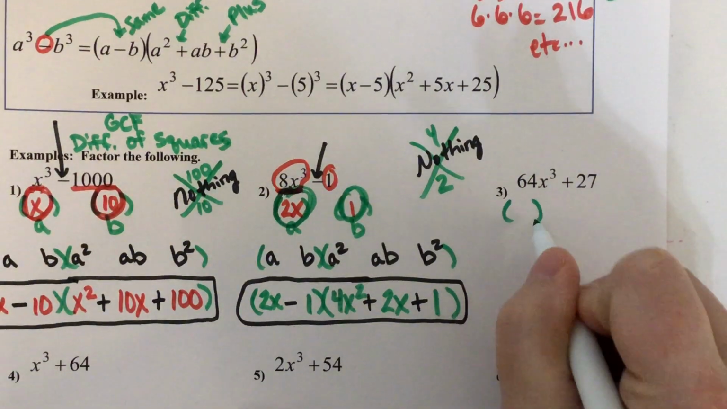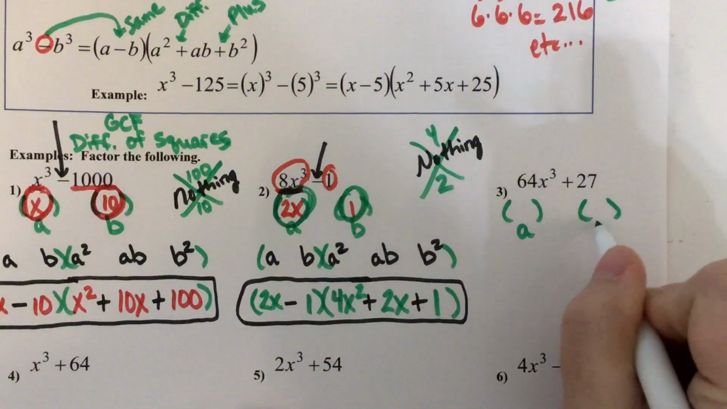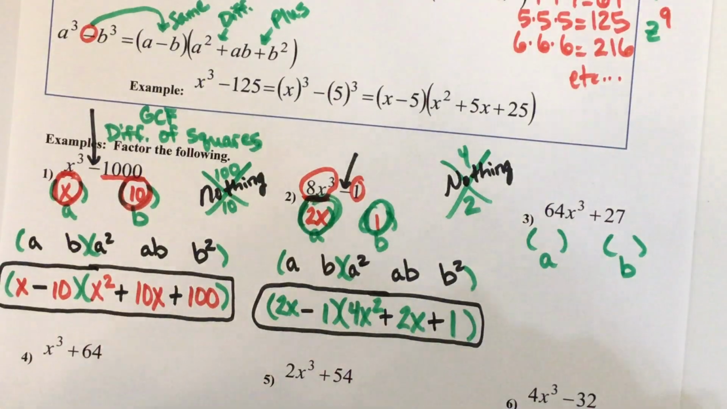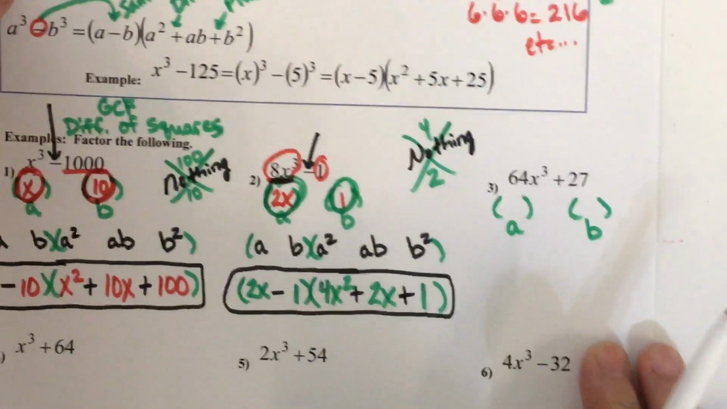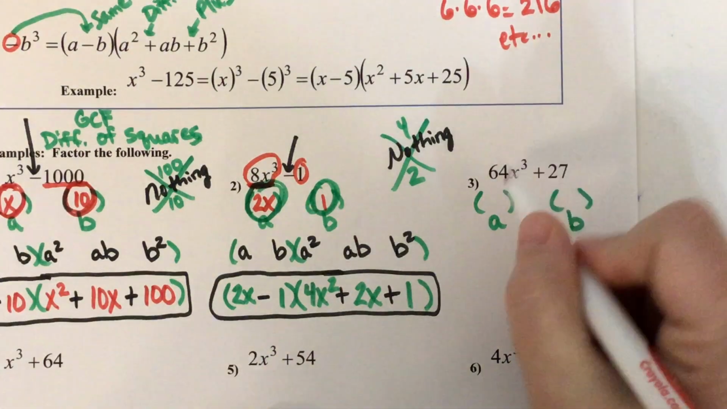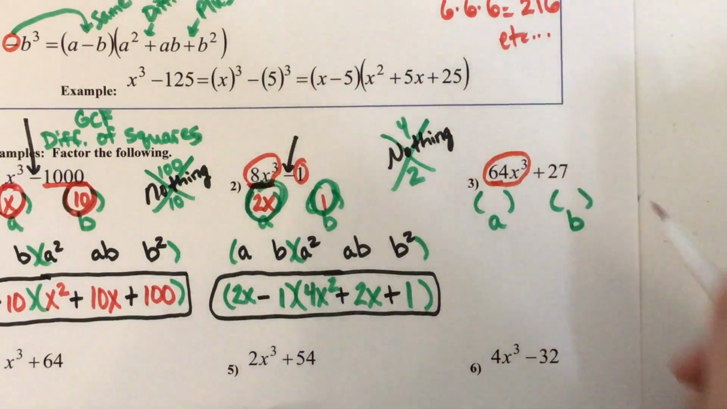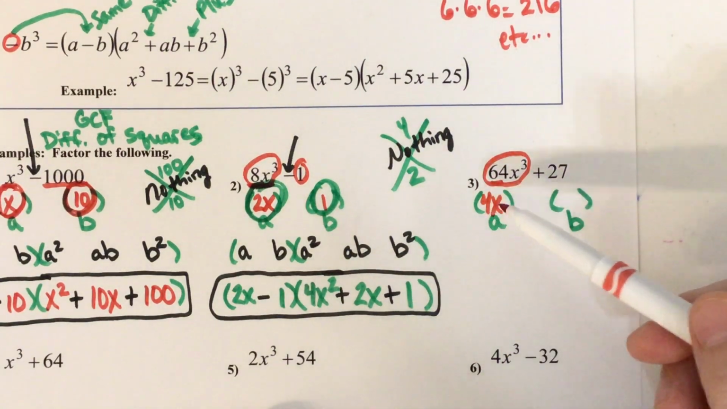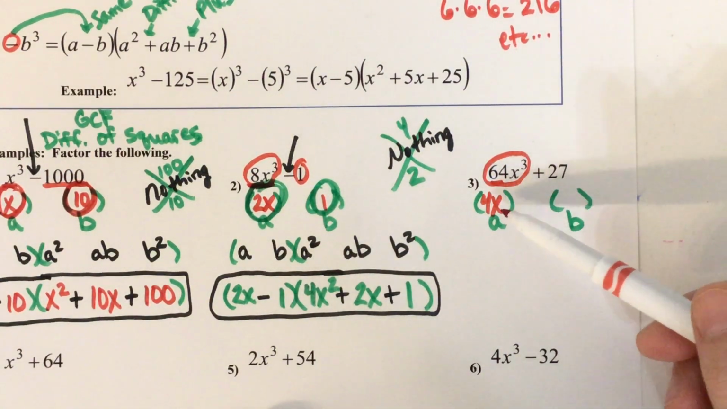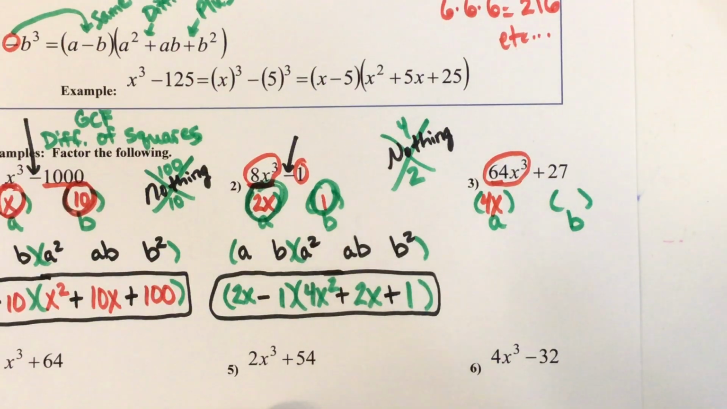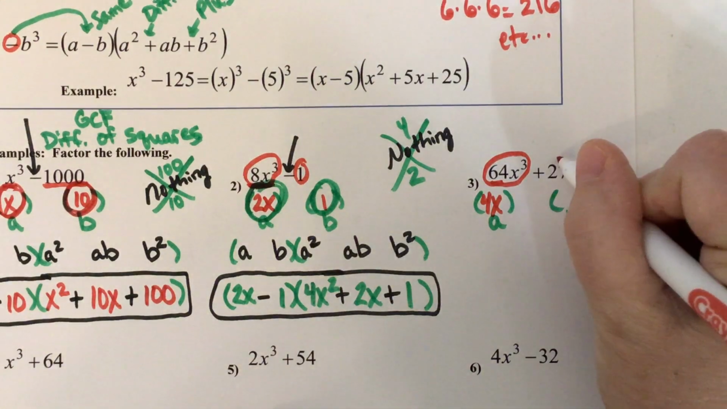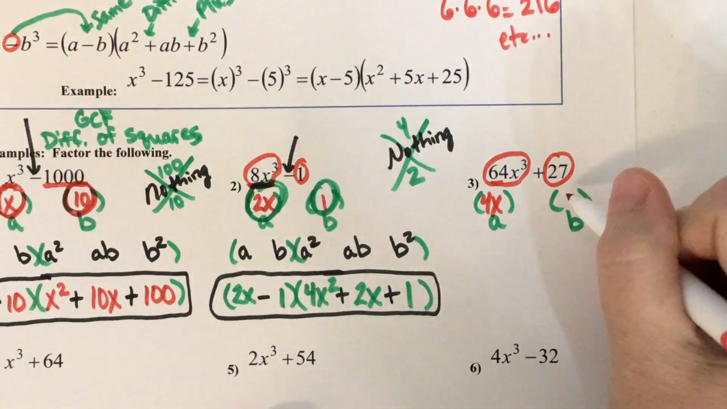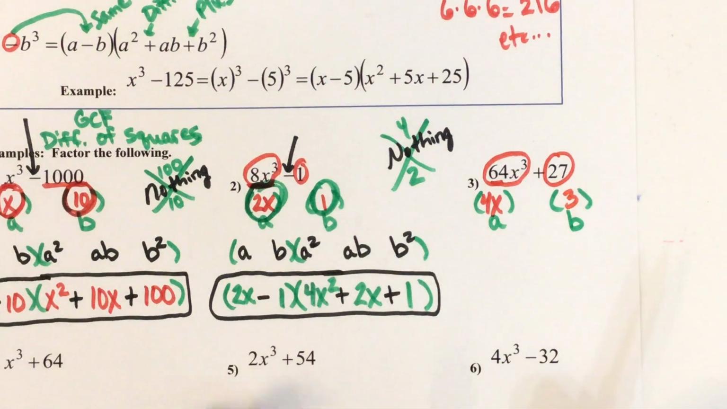Okay, so let's figure out A, and let's figure out B. Now, do you know who A is? What's the cubed root of 64x cubed? 4x. 4 times 4 times 4 is 64, and x times x times x is x cubed. How about B? The cubed root of 27 is 3, because 3 times 3 times 3 is 27.